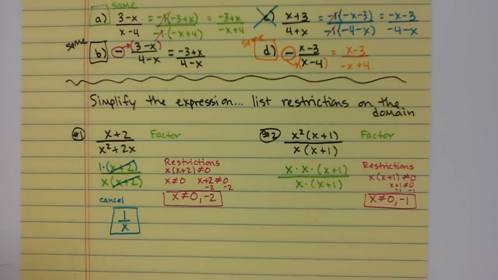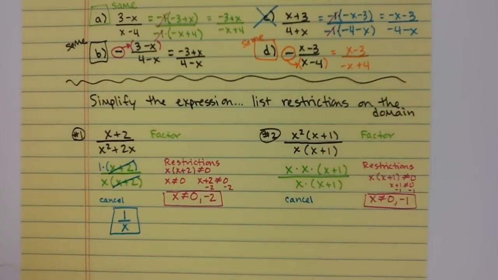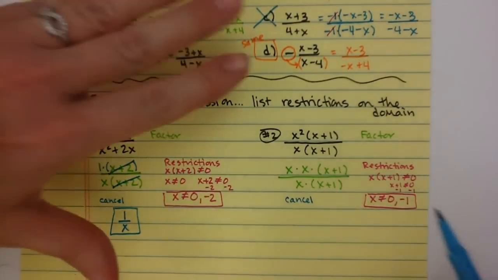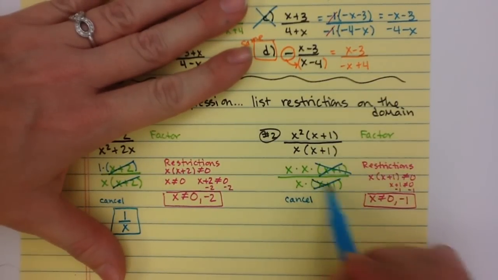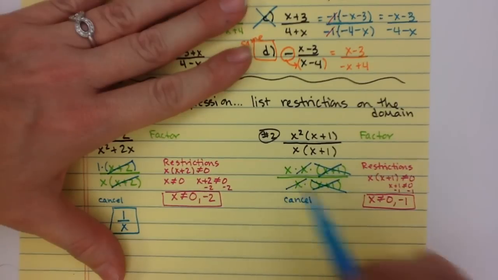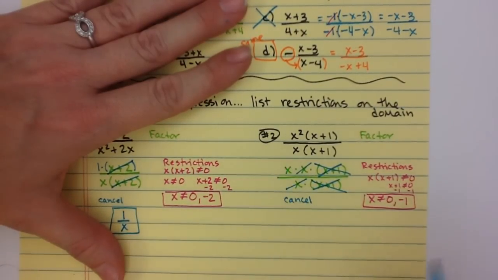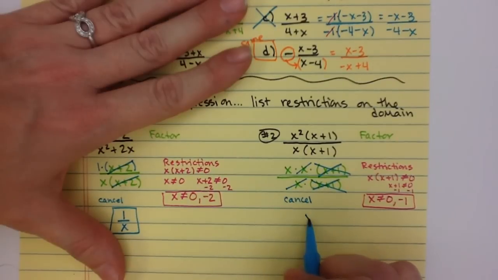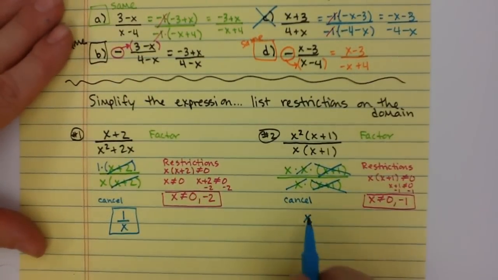And then we start canceling. I can cancel things that are multiplied as long as they match exactly. So I've got an x plus 1 that can cancel with an x plus 1. And then I have an x here that can cancel with an x here, which is going to leave me with a single x in the numerator. So it would be like x over 1, but we don't usually write the over 1, so it will just be x.